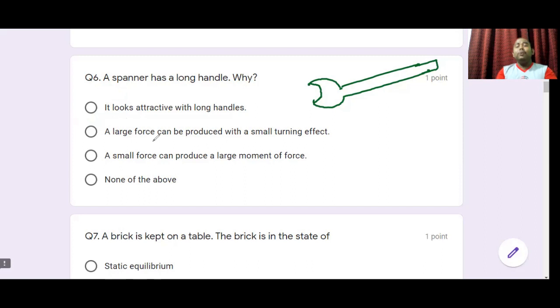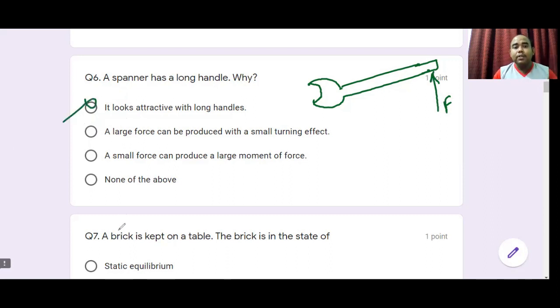Okay, why? We should know the reason. It's very easy to understand. देखोगे कि बहुत कम force लगाने से भी हम बहुत ज्यादा amount of moment of force को produce कर सकते हैं. Listen very carefully. If you apply a small force, you can produce a good amount of turning effect. So that is the reason. A small force can produce a large turning effect. So the first option is of course wrong.